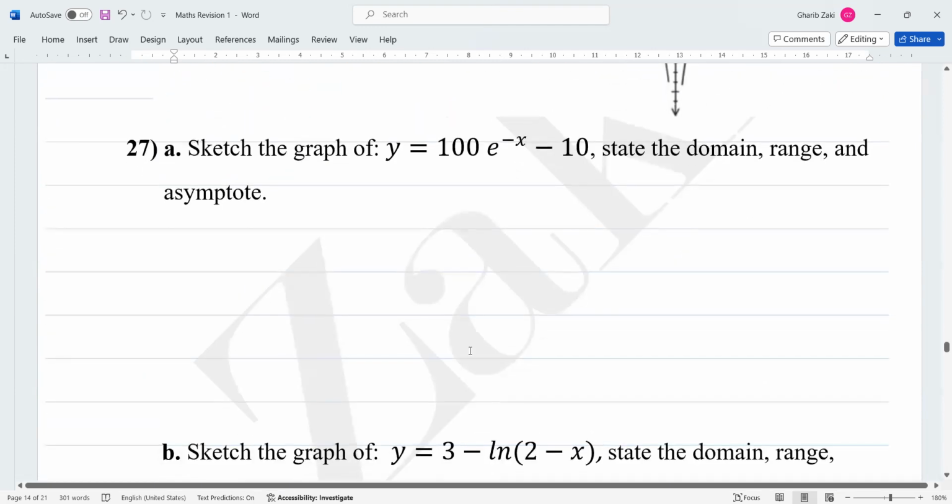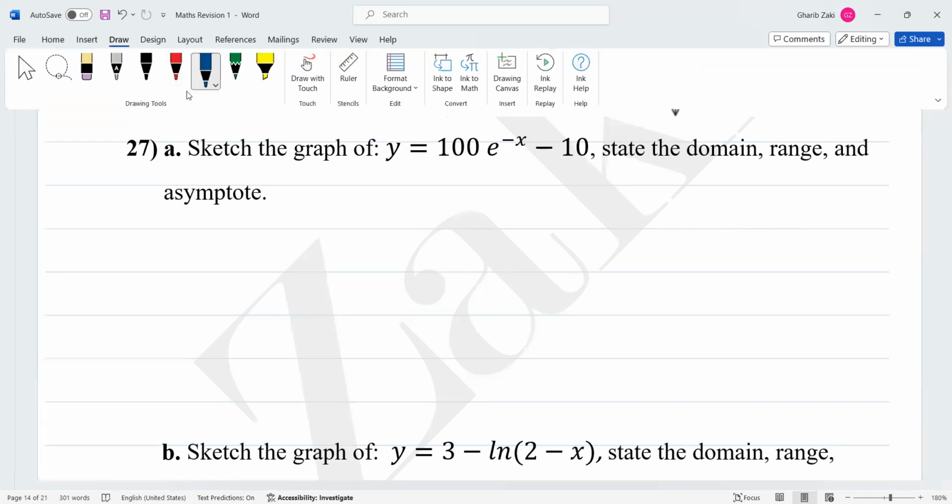Now, let us see this question. Try to solve this. It said sketch the graph. Now, we need to analyze this one. Okay, step by step, please.